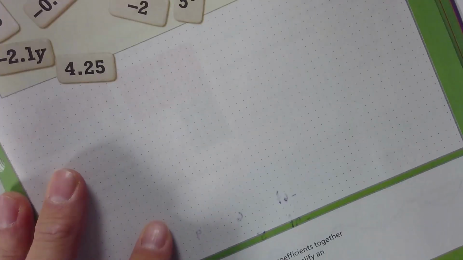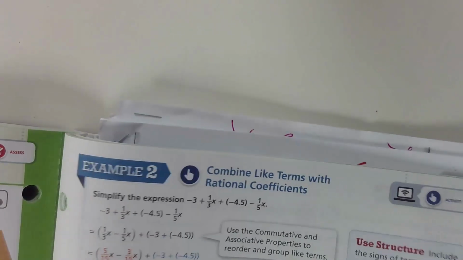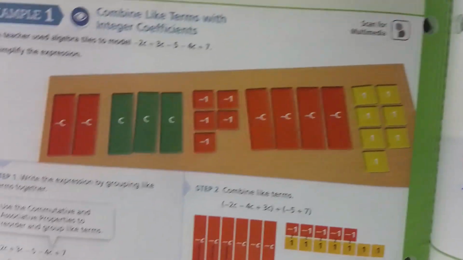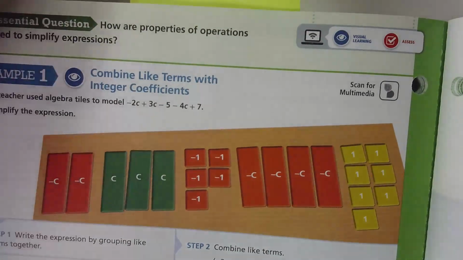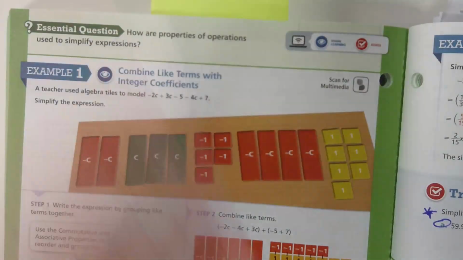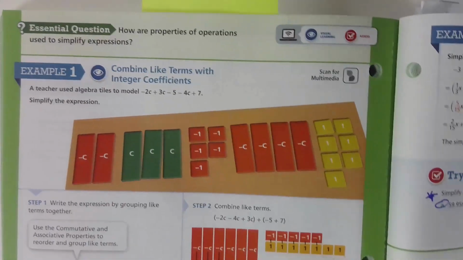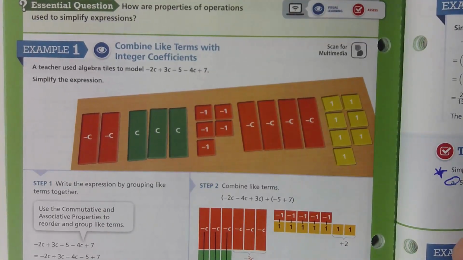So this is 7th grade, 4-3, page 209. And we're looking at the first example. Actually, I'm not going to spend a lot of time on these examples. I got to zoom this out a little bit. Because really this is all about combining like terms.